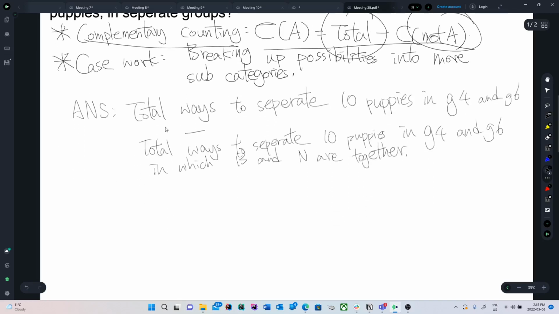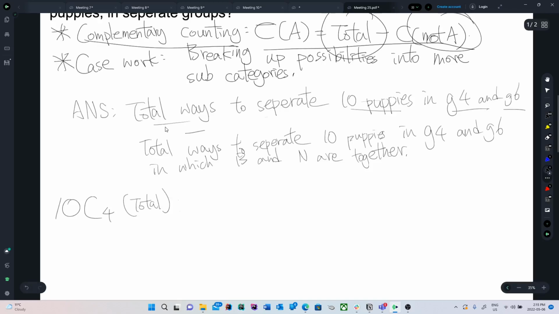So what we do here is we can calculate the total number of ways to separate 10 puppies into a group of 4 and a group of 6. How do we do this? We can simply do 10 choose 4, as we separate 4 of the puppies from the 10, and then the other 6 will automatically be listed as the other group. So this is the total.